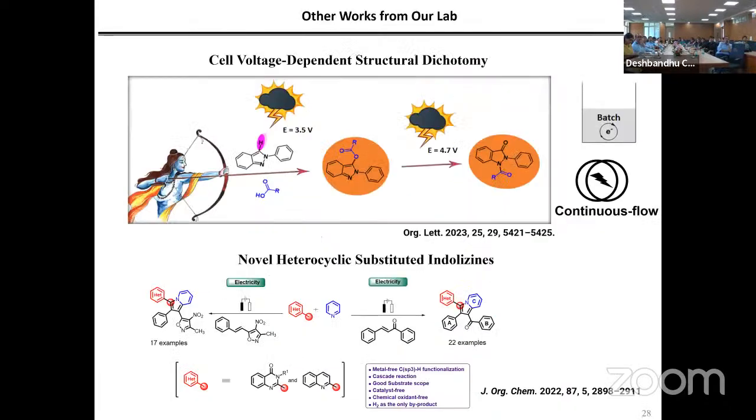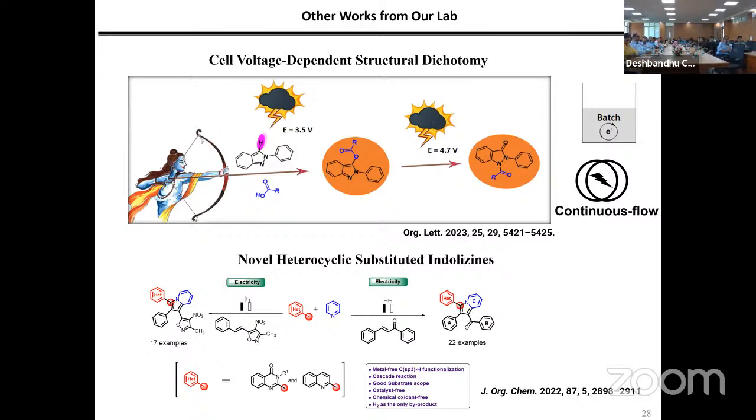Apart from these, we are also doing some indazole functionalization and multi-component reactions using electrochemical synthesis. This is the recent paper we published in Org. Lett., where we could do different molecule synthesis by modulating the cell voltage of the reaction. We did the acyloxylation at 3.5 volt and got the acyloxylated product. As soon as we increased the voltage from 3.5 volt to 4.7 volt, we went from C3 acylation to N1 acylation of the product. So we could show the structural dichotomy based on the cell voltage of the reaction.